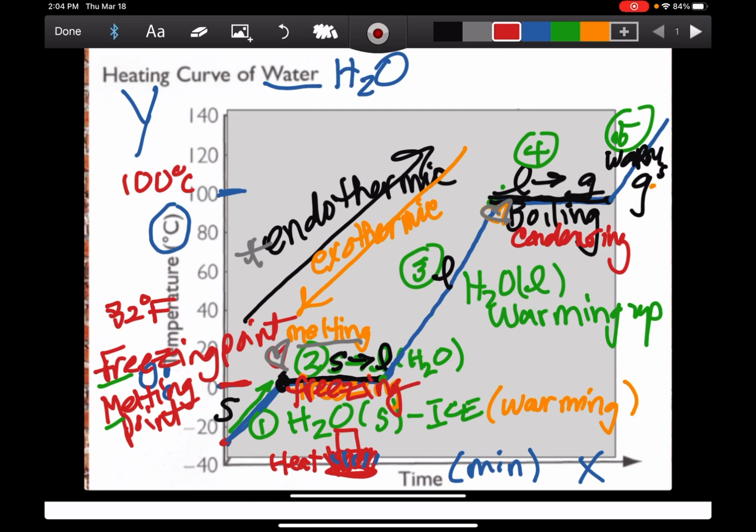So when you take in heat, you're warming. And when you release heat, you're cooling. And the particles are slowing down. When you go from a gas to a liquid and then to a solid, those particles are slowing down. And that's why it is releasing heat, exothermic. I hope this makes sense.